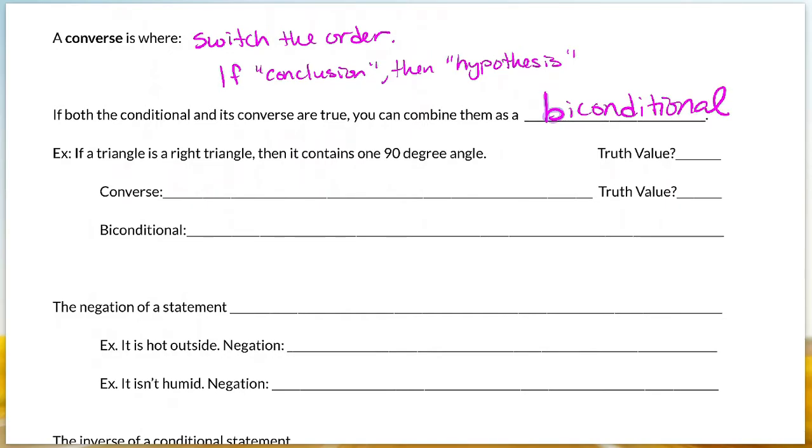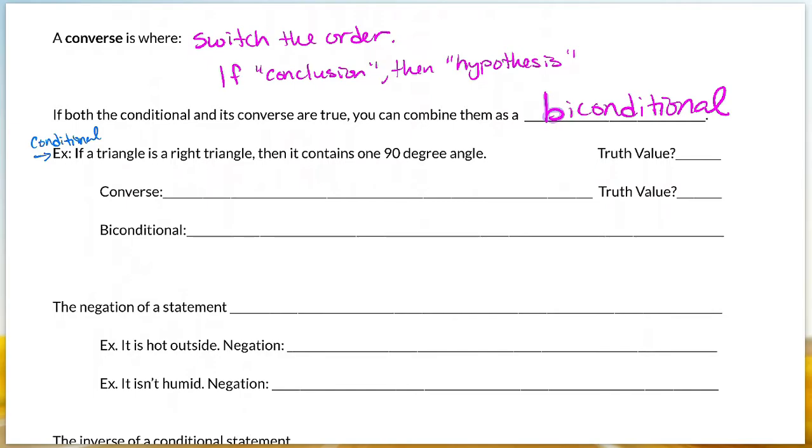A biconditional is written specifically to have the phrase "if and only if" in the middle. It will not have the word "if" and the word "then" where they traditionally are in the conditional and the converse. So here we have an example, and where they give you the example, that first line there, this is the conditional statement.